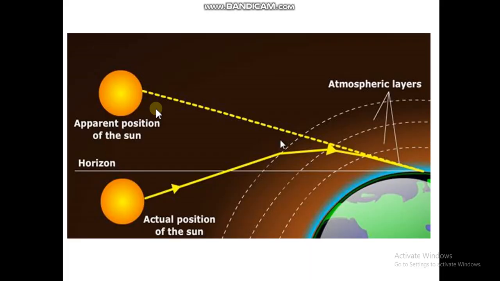And this is all about atmospheric refraction and the phenomena, or the events, that take place because of it, which we have seen here. So mainly two things are there: advanced sunrise and delayed sunset, and the twinkling of stars. These two events of nature can be explained with the help of atmospheric refraction.